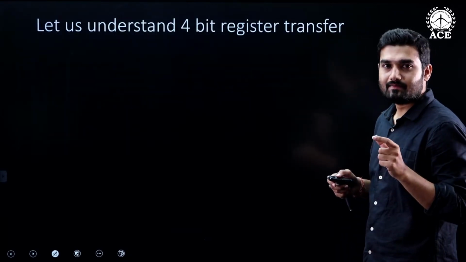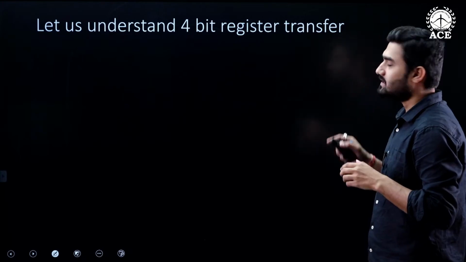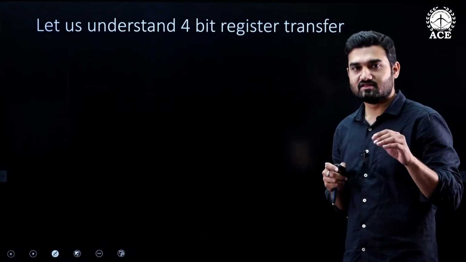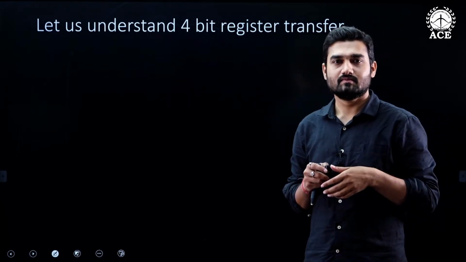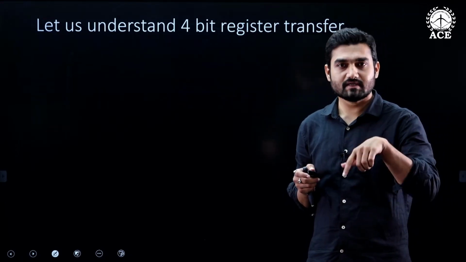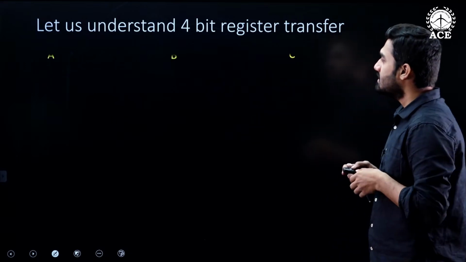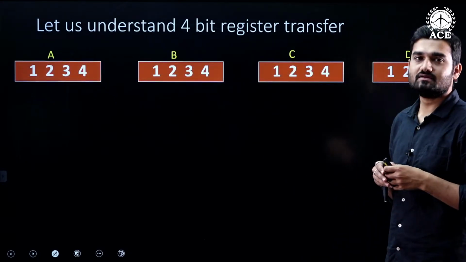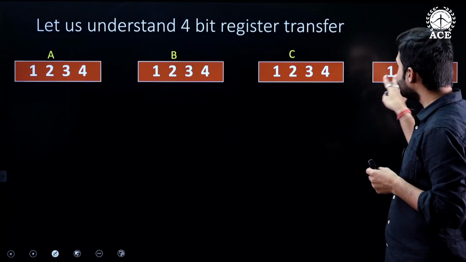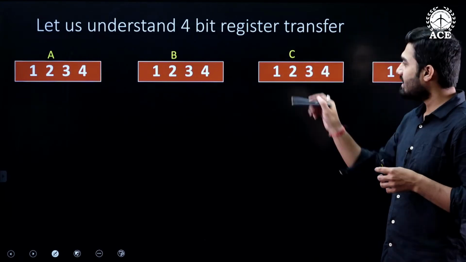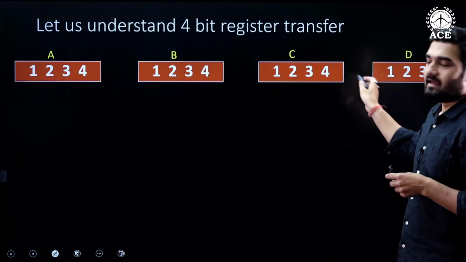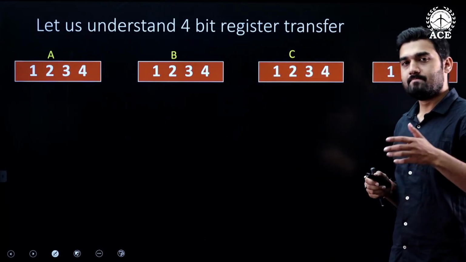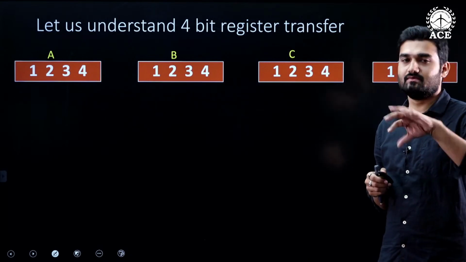Let us understand, my register size is 4-bit. I want to transfer the 4-bit data to the bus, fine. So let us say I have 4 registers, A, B, C, D, and every register has 4 bits. Now how to transfer this data to a bus?